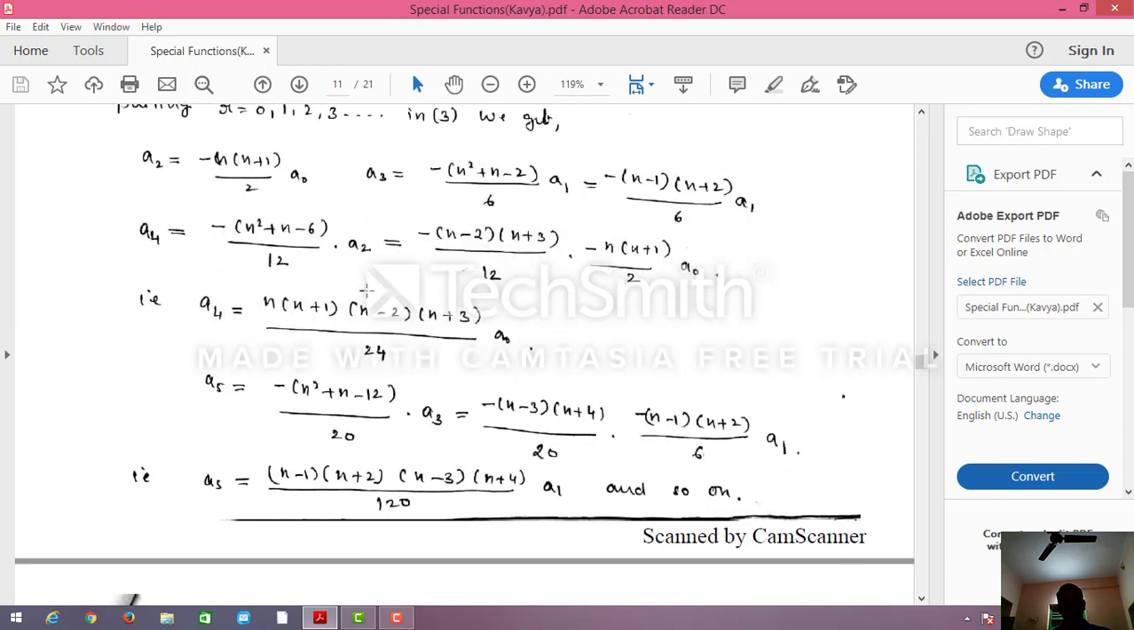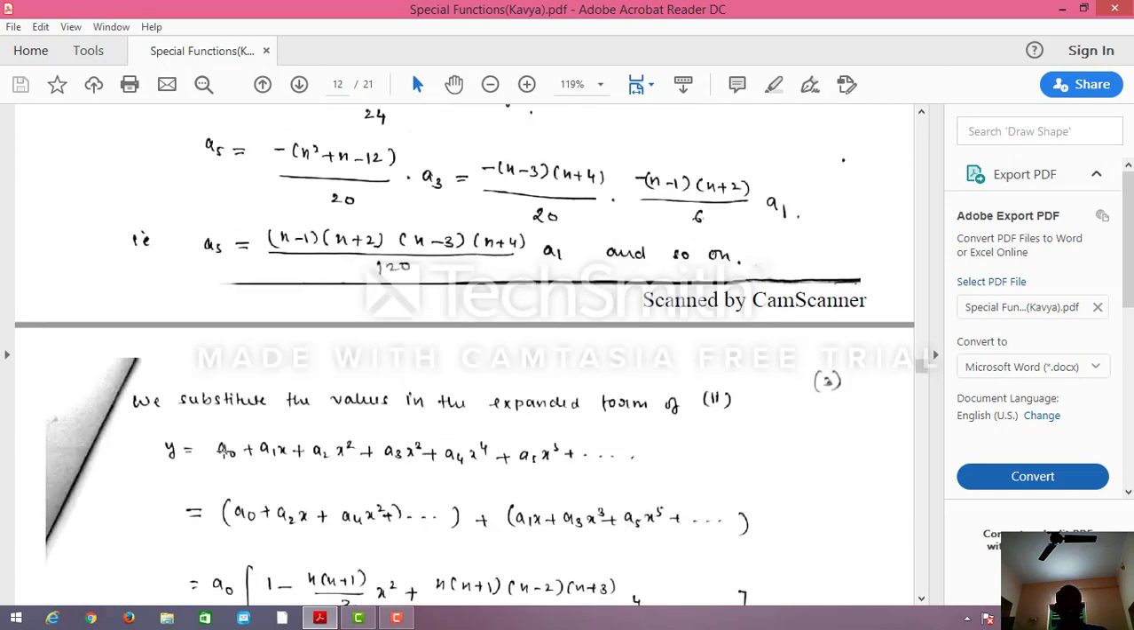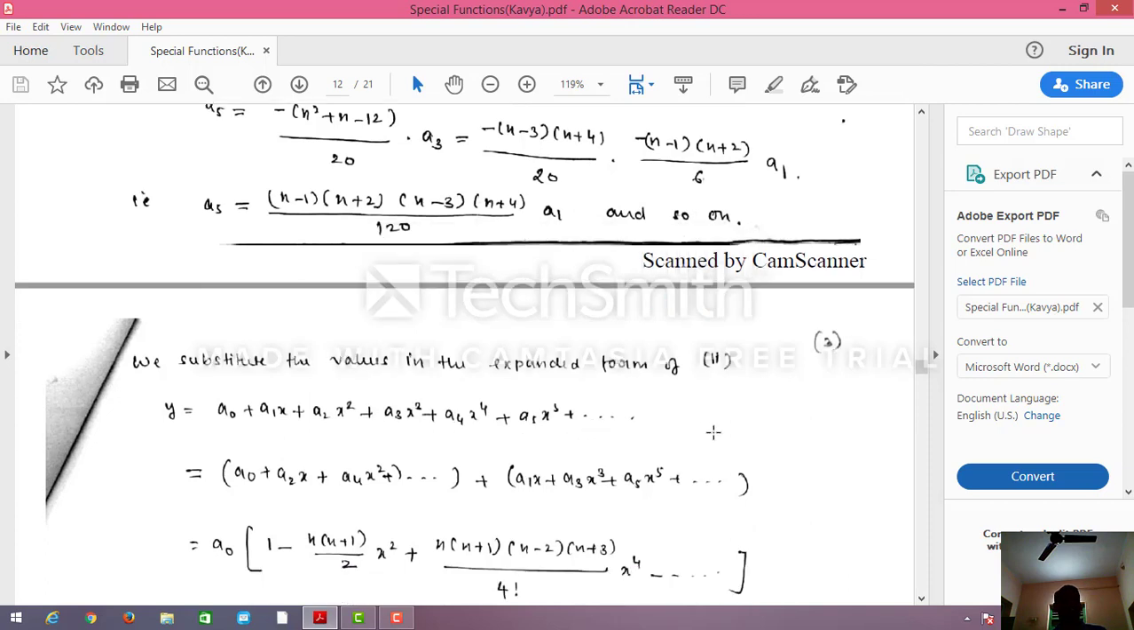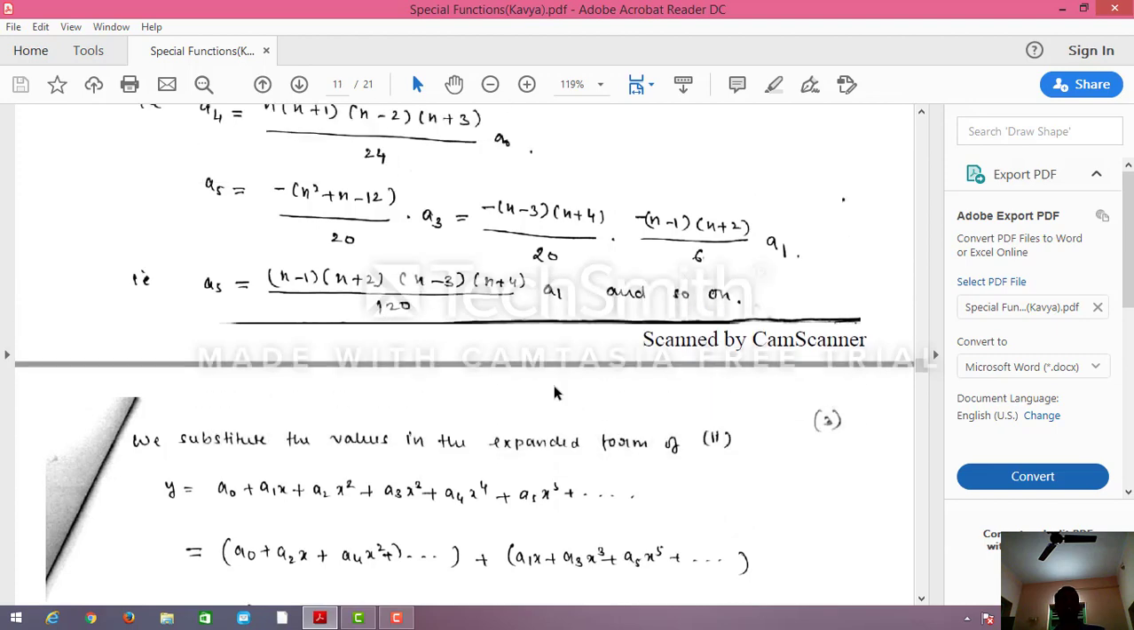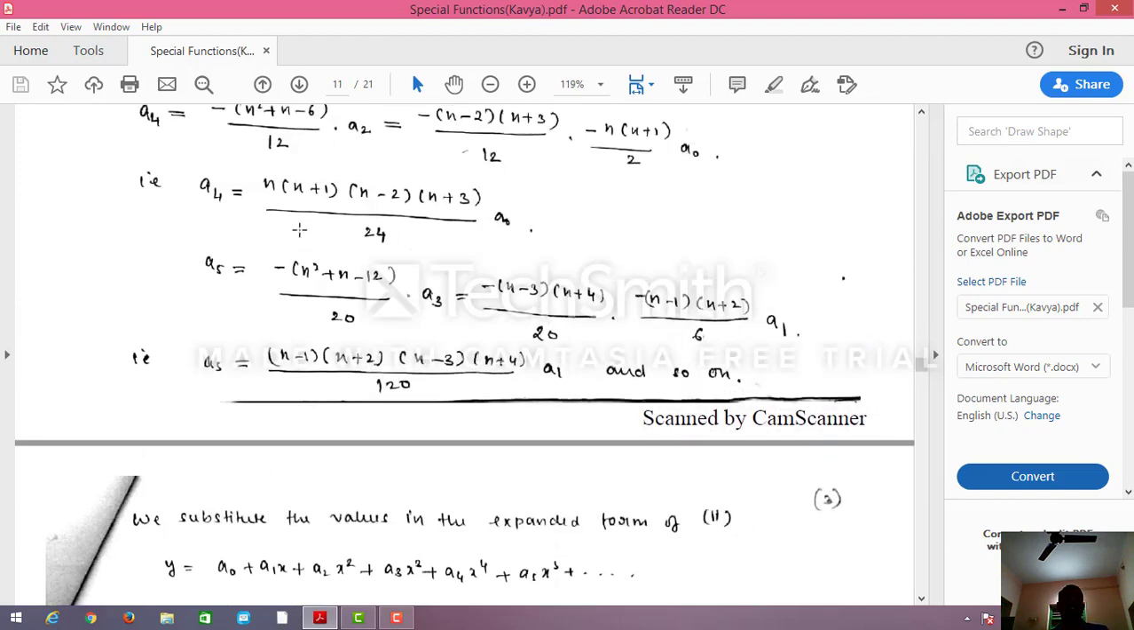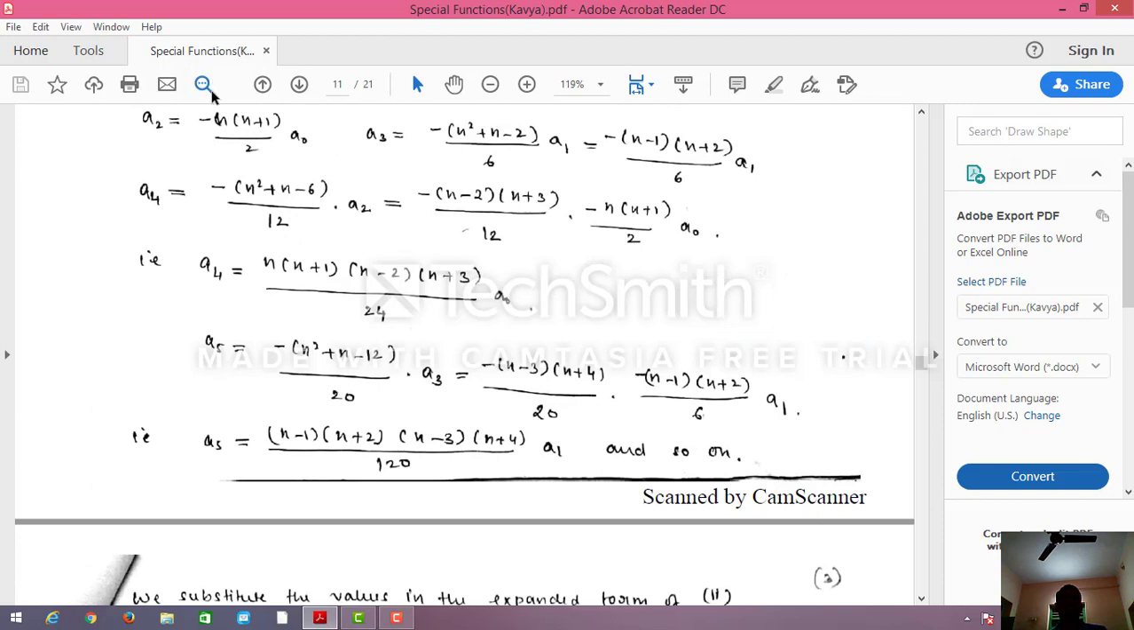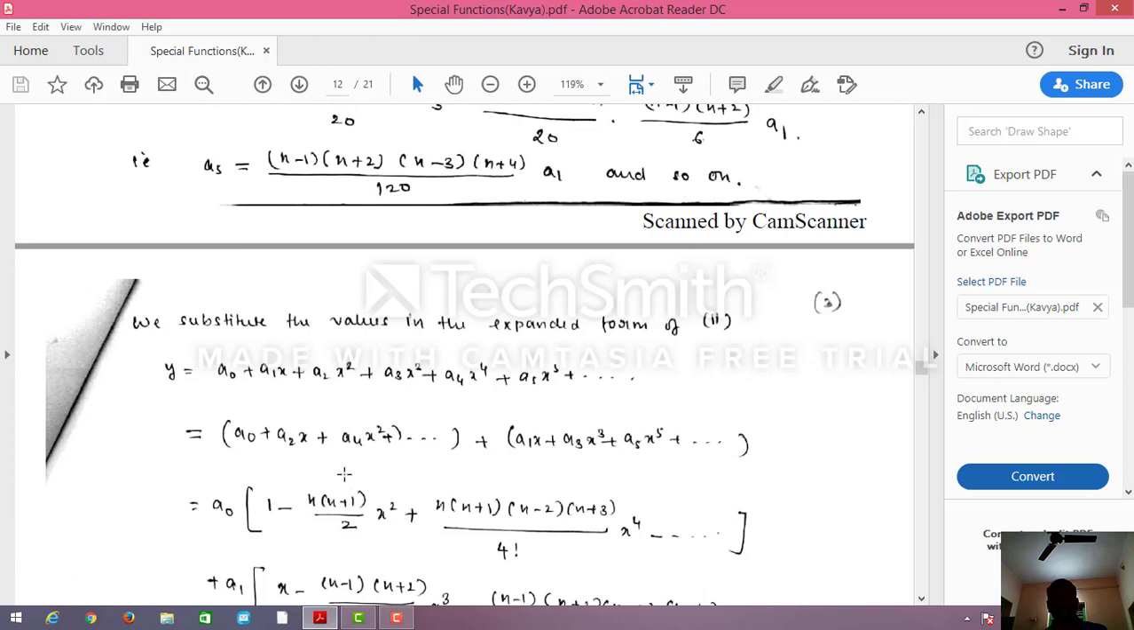Here I am expanding equation 2 in this format: a0 into x power 0, a1 into x power 1, a2 into x square plus a3 into x cube plus a4 into x power 4 plus a5 into x power 5 and so on. Now I'll segregate, with even terms all on one side and odd terms all on one side. Why I am segregating, you should know already. Odd terms are all in terms of a1, even terms are all in terms of a0. That's the way I have segregated. A0 into, why? Because a2 is in terms of a0, a4 is also in terms of a0.